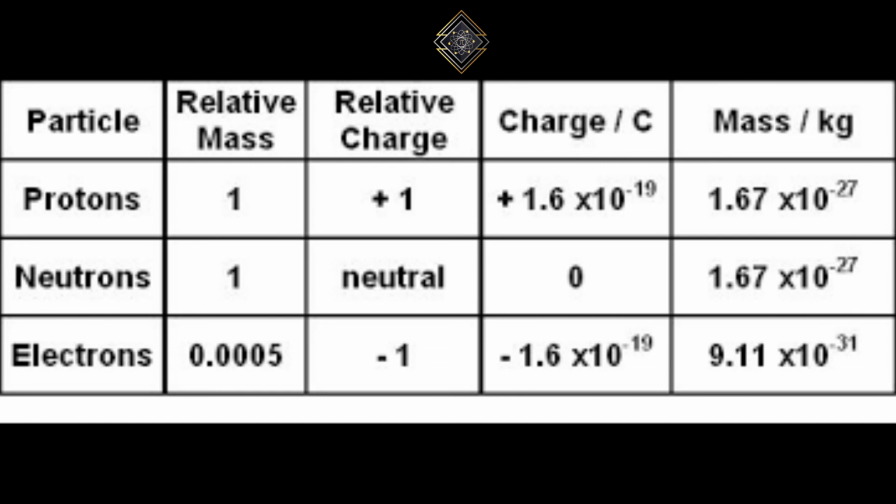The charge of a proton is positive 1.6 × 10^-19 coulomb. The charge of a neutron is 0, and the charge of an electron is minus 1.6 × 10^-19 coulomb. That is considered as a unit charge. Therefore, the charge of a proton is +1, the charge of a neutron is 0, and the charge of an electron is -1. Okay, please write this down.